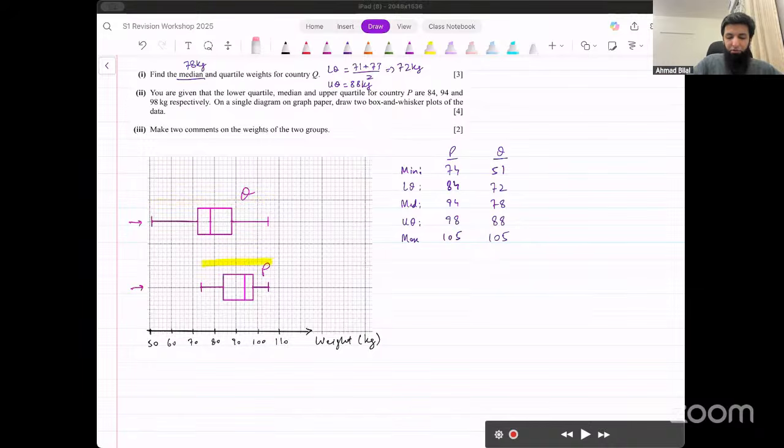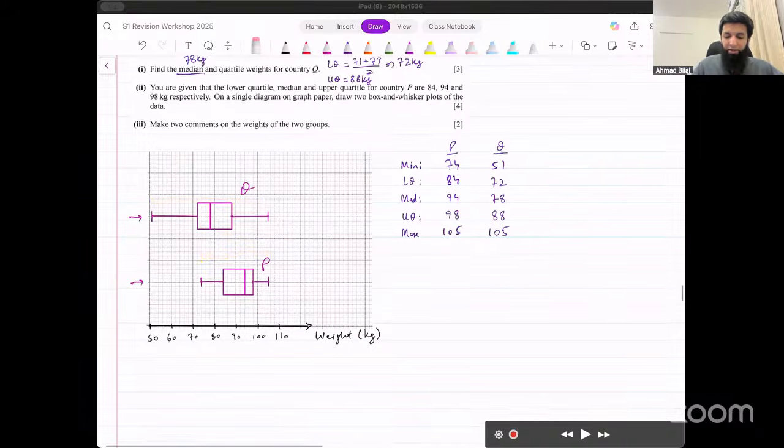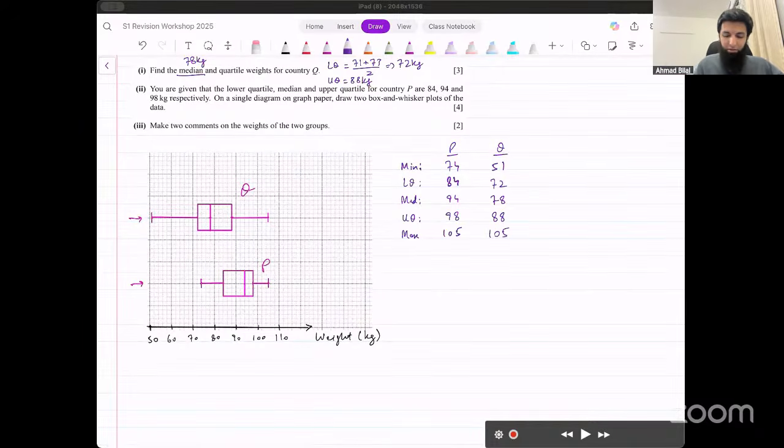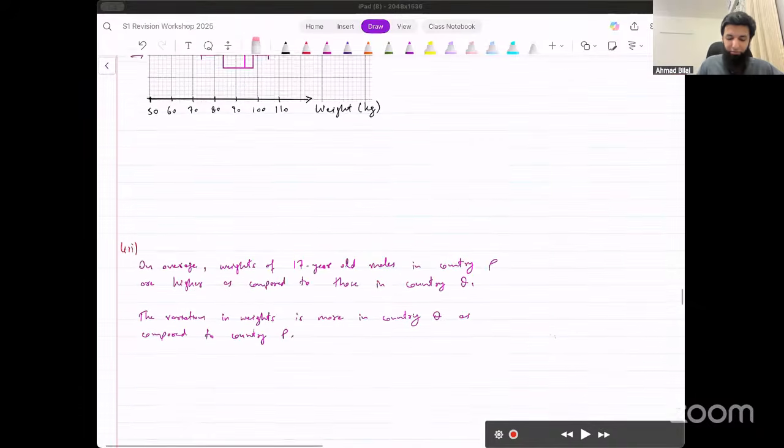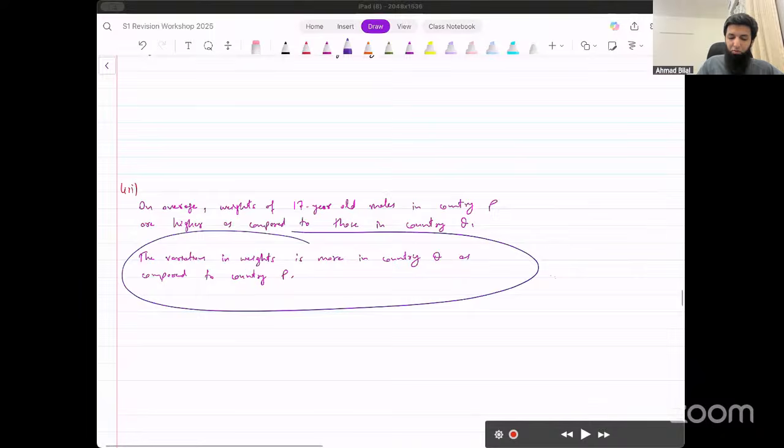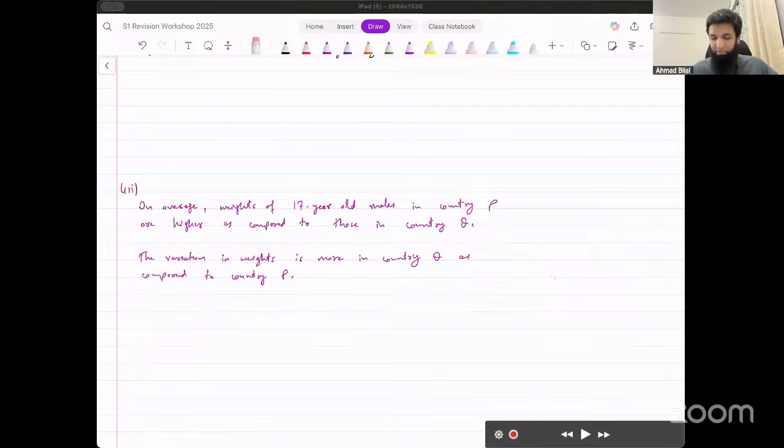Now, interquartile range for both of them is very similar, so we can't really compare that. But it is clear based on the range, the variation in Q is much greater than the variation in P. So what comment would you write then? You would say the variation of weights of those 17-year-old males in country Q is greater as compared to that in country P. So again, you have to relate it to the data. So something like this, the variation in weights is more in one country as compared to that in the other country. Okay, that's how you would write it down.